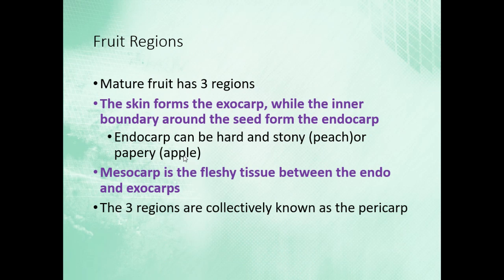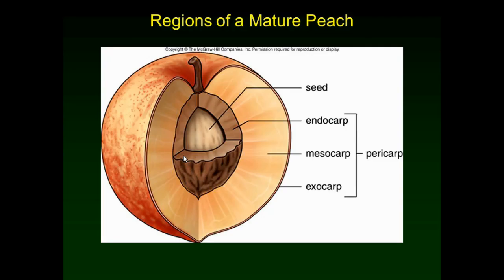There are different regions of fruits. Mature fruit has 3. The skin forms the exocarp, exo means outer, while the inner boundary around the seed is going to be called the endocarp. Endo means inner. So the endocarp can be either hard and stony like a peach or papery like an apple. Mesocarp is the fleshy tissue between the endo and exocarps, and that's pretty much what you eat. These 3 regions are collectively known as the pericarp.